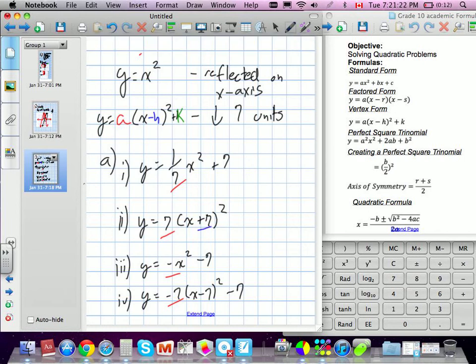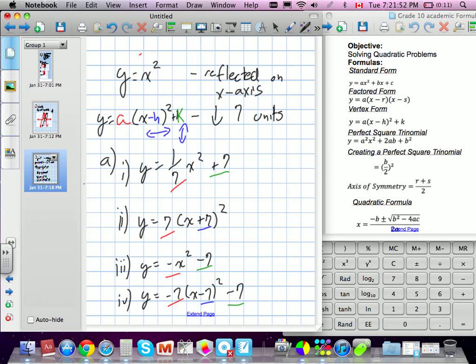So let's talk about these movements here. Reflected on the x-axis. What does that mean? First of all, which of these variables does it affect? H deals with movements right and left. K deals with movements up and down. What does A deal with? Reflected on the x-axis deals with A, and it tells us the difference between a parabola that's facing upwards and going downwards.